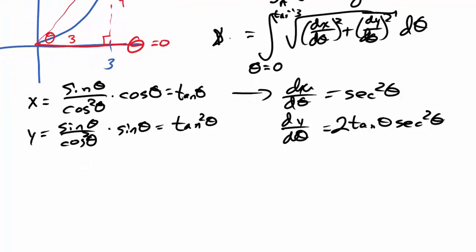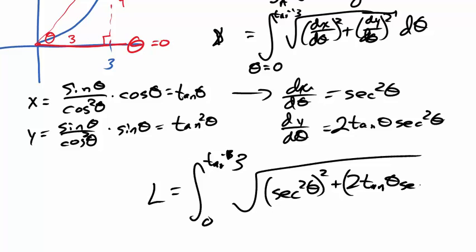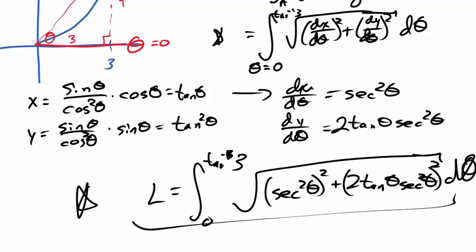So now I know my dx d theta, my dy d theta, and I can take this integral that I had before, and I'm going to rewrite that as the length equals the integral from 0 to arctan of 3 of the square root of dx d theta squared plus dy d theta squared, with secant squared theta and 2 tan theta secant squared theta, all d theta. And this is a fourth way of apparently writing the arc length of y equals x squared from 0 to 3, and they all look really, really different. So let's transition over to a calculator and compute all of these.